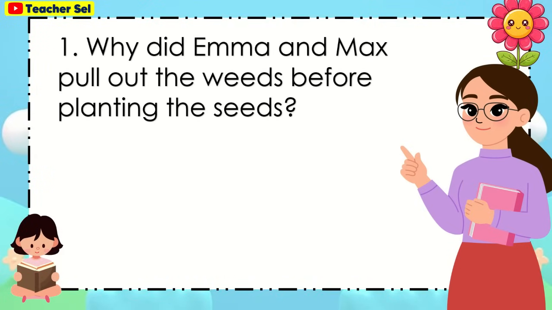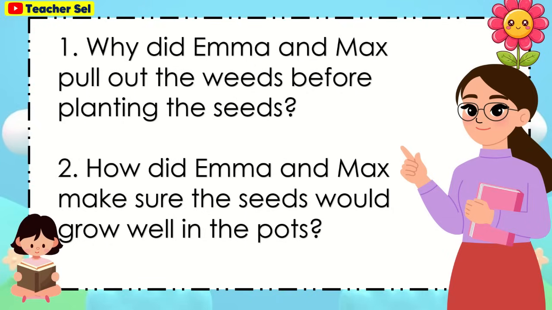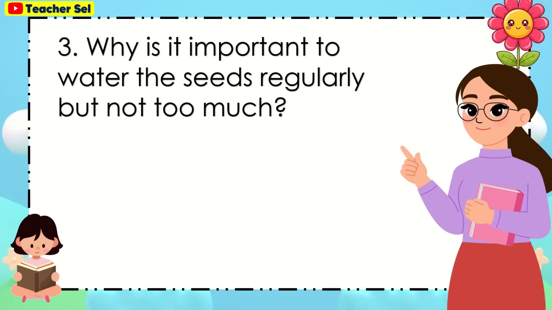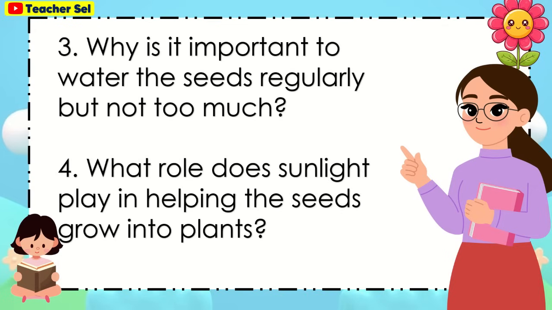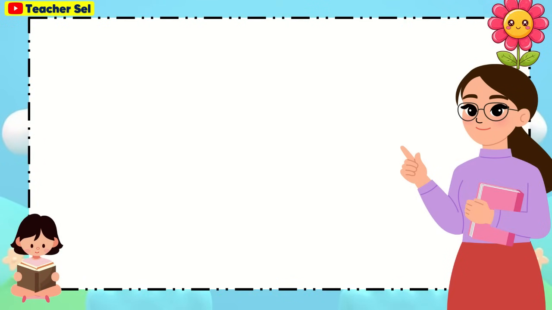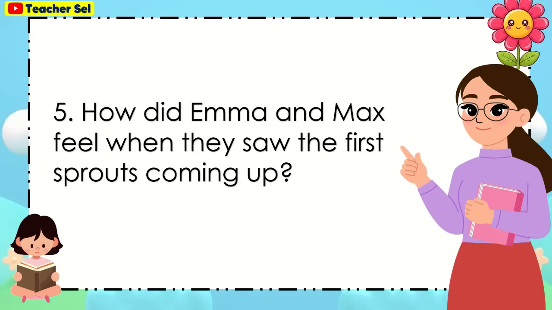Why did Emma and Max pull out the weeds before planting the seeds? How did Emma and Max make sure the seeds would grow well in the pots? Why is it important to water the seeds regularly but not too much? What role does sunlight play in helping the seeds grow into plants? How did Emma and Max feel when they saw the first sprouts coming up?